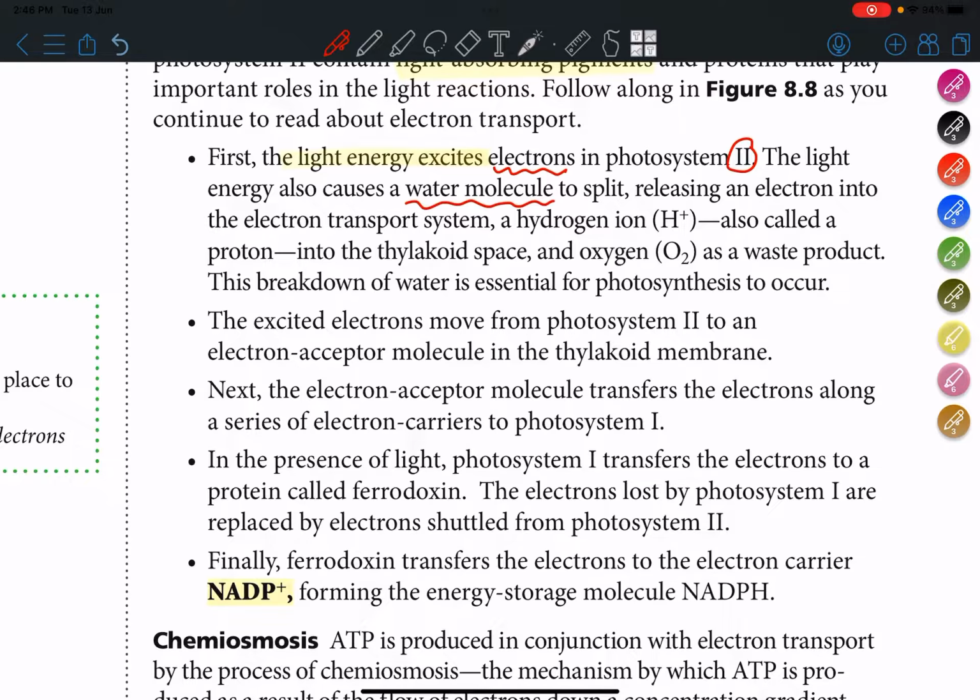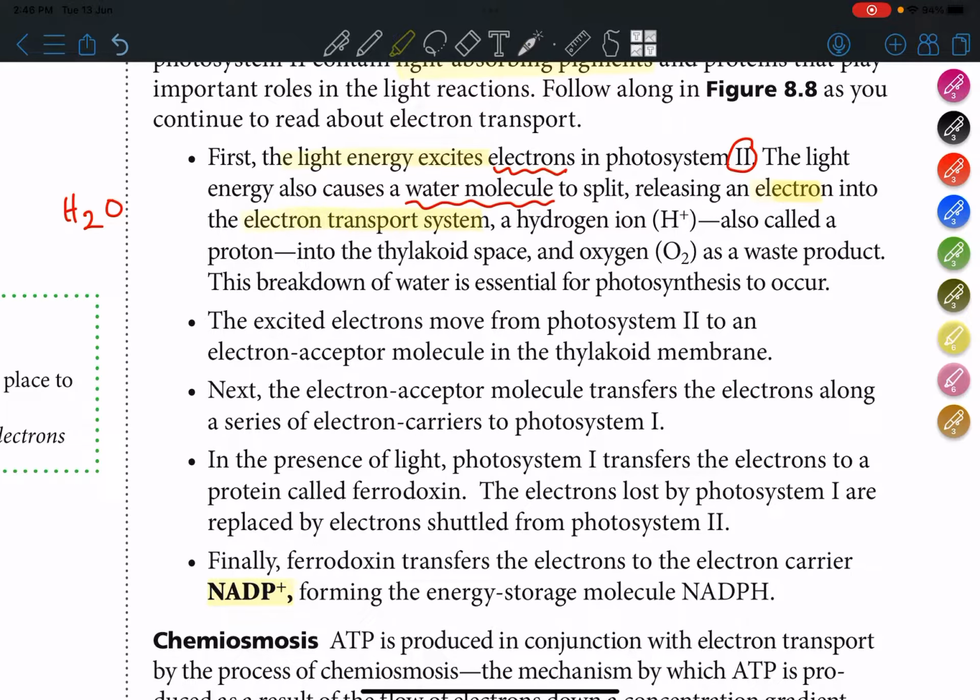Now, the light energy will also cause a water molecule to split. Now, we know water is H2O. Once the water is split, you will release an electron into the electron transport system.